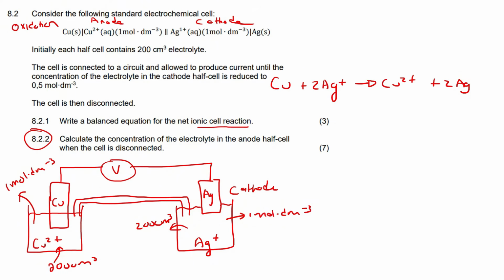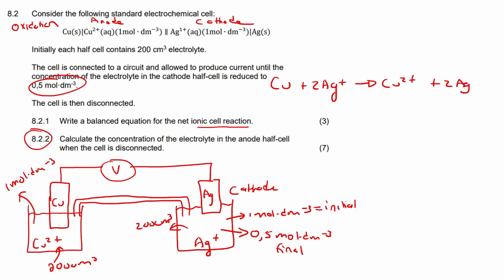And they want to know what the concentration of this electrolyte in the anode is going to become after a bit of time. Okay, now we know that it's going to become larger than 1 because we said that the amount of this is going to go up. And we know that the amount of this is going to go down. They told us that that one actually ends up becoming 0.5 mole per decimeter. So this is the initial, and this is the final. Okay.